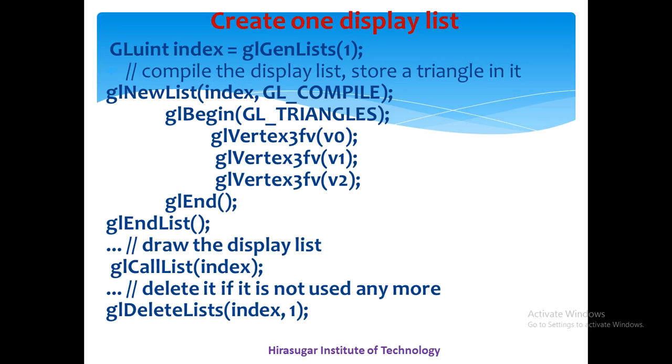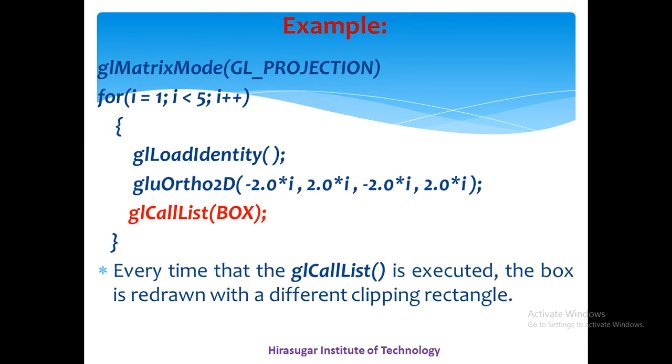Afterwards, if you want to delete, you can delete. That is GL delete list: GL delete list, index comma 1, right? Then for example, GL matrix mode, GL underscore projection, for i equal to 1, i less than 5, i plus plus, GL load identity, GL ortho 2D, whatever. Then GL call list box, as I told.